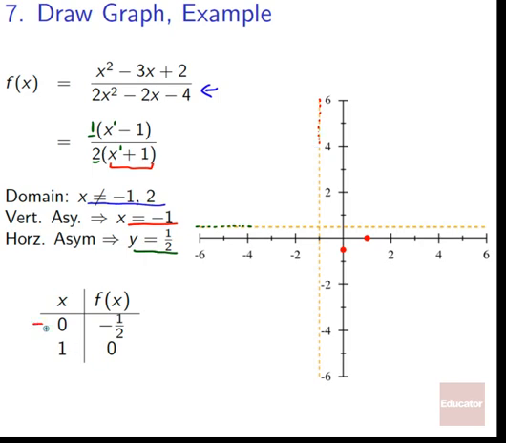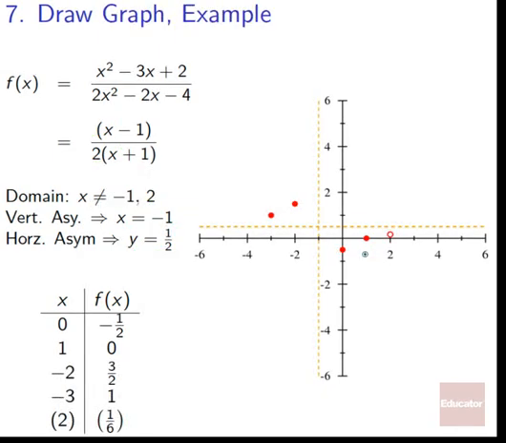0 comes out as -1/2, so we plot that point right there, and 1 comes out as 0, so we plot that point right there. Those are our intercepts. Now, that's not quite enough information, for me at least, to figure out how this is going to graph, so let's plot a few more points. We try out -2 and -3, because -2 is one step to the left of our asymptote. We plot -2 at 3/2, and -3 at 1.